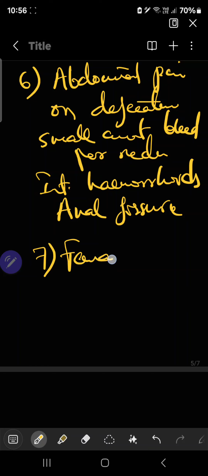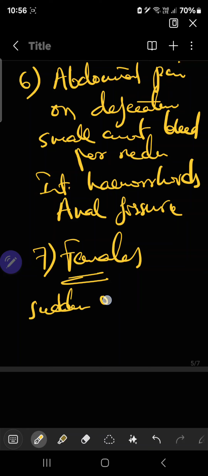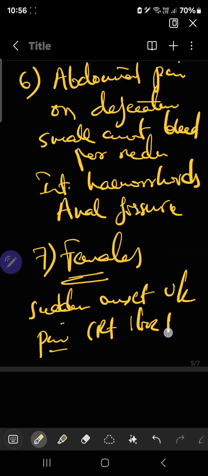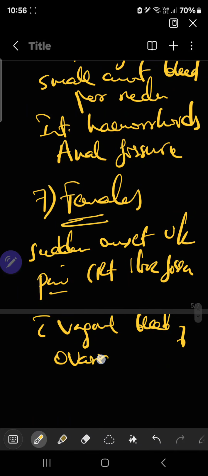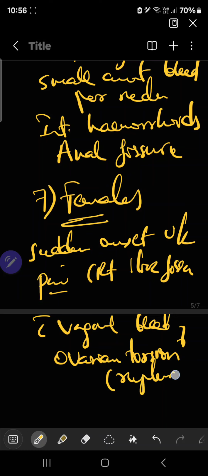And coming to the females, in a female patient, for example, if there is a sudden onset of unilateral pain, for example, right iliac fossa, associated with vaginal bleed, so that could be ovarian torsion, or it could be a rupture. Okay, sudden onset of unilateral pain, mostly right or left iliac fossa, associated with vaginal bleed. It is ovarian torsion.